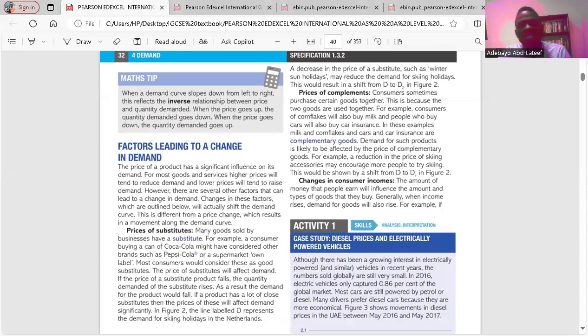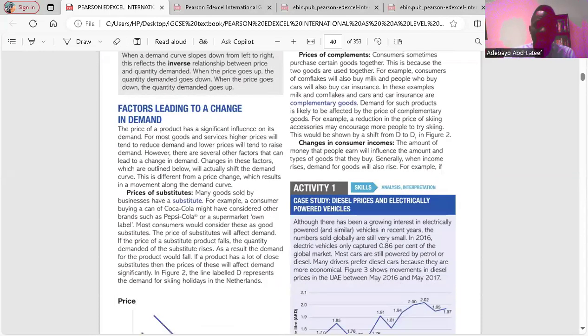So we go to the factors leading to a change in demand. The price of a product has a significant influence on its demand. For most goods and services, higher prices will tend to reduce demand and lower prices will tend to raise demand. However, there are several other factors that can lead to a change in demand. Changes in these factors, which are outlined below, will actually shift the demand curve.